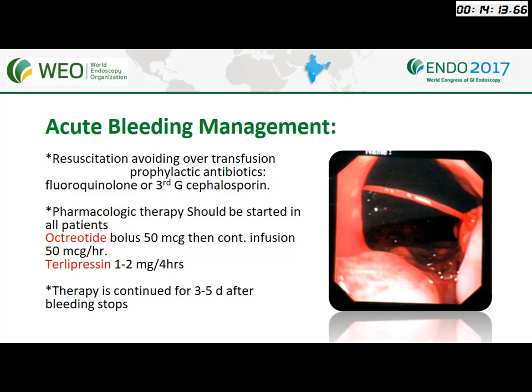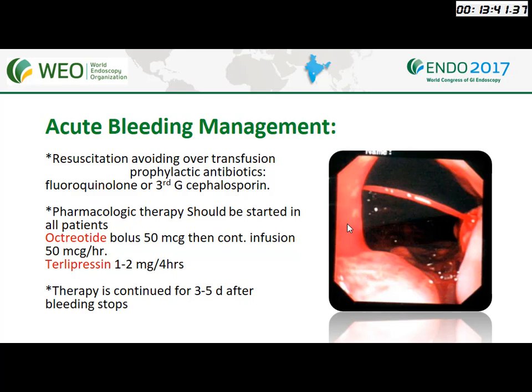In acute bleeding, resuscitation is very important. And I always advise my students, number one in the management is IV cannula. IV cannula. To keep the vein open until you refer to ICU.